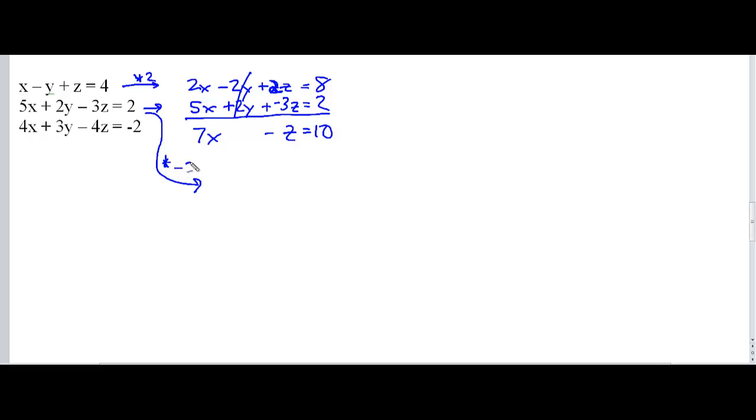negative 3. And to do that, I get a negative 15x, I get a negative 6y, I get a positive 9z, and I also get a negative 6. Then I'm going to take this bottom line and multiply it by positive 2. This gives me an 8x, a positive 6y, so my y's will eliminate, a negative 8z, and a negative 4.